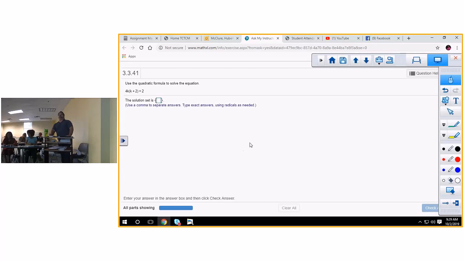Yes, it is a test question, but it's only half. No, we're not going to use the quadratic formula. We're going to use complete the square. All right, so let's go ahead and distribute. Vertex.